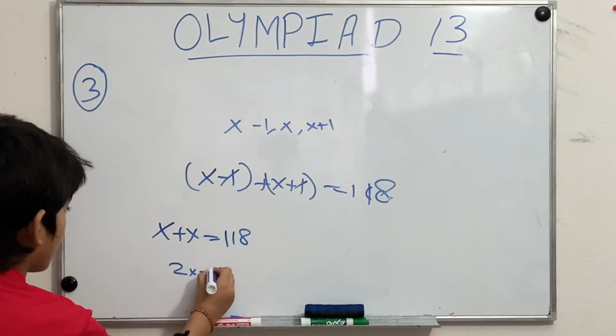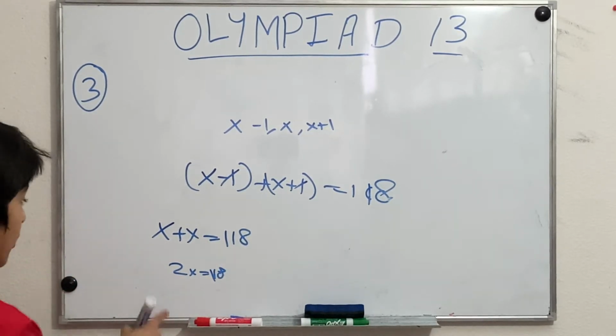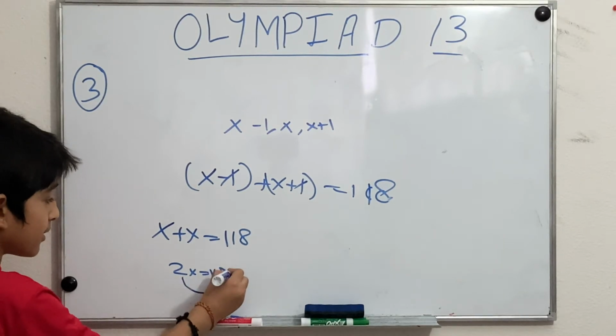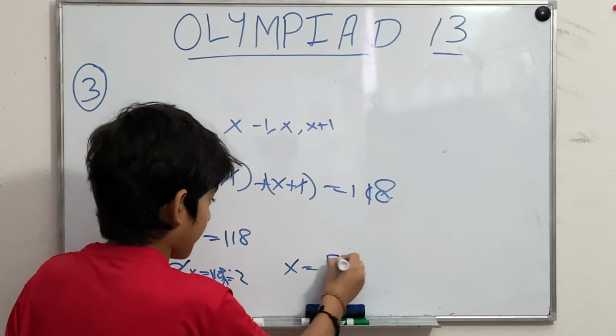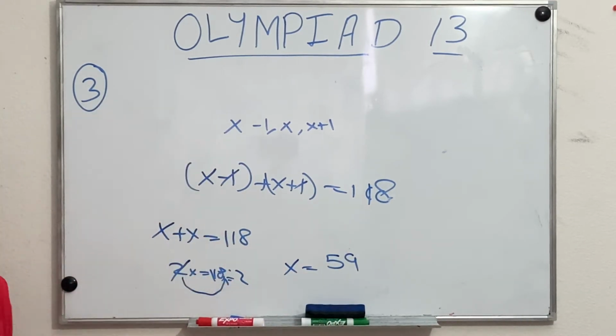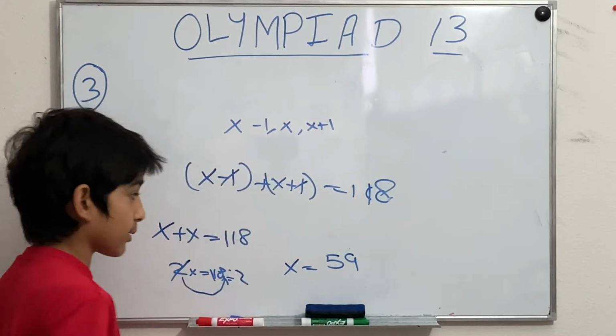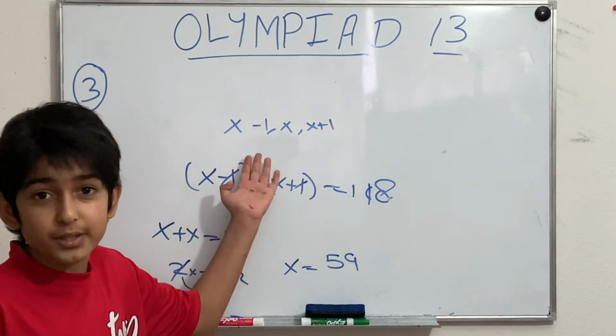And we're supposed to find all 3 numbers. So now we can bring this 2 to the other side. Becomes divide. Cancel this. So x is equal to 59. How did I get 59? Well, I just divided this. Now that's only one middle number. So now we can plug it into this equation.